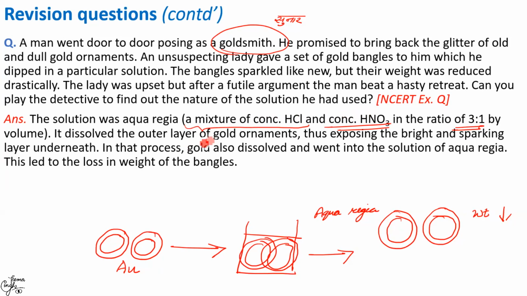So your answer should be the solution was Aqua Regia, which is a mixture of concentrated HCl and concentrated nitric acid in the ratio of 3:1. Now, the weight reduced. Why did the weight reduce? Because the outer layer of the gold bangles dissolved in Aqua Regia, exposing the bright and sparkling layer underneath. But in that process, the gold dissolved and it remained in Aqua Regia, and therefore the weight of the bangles reduced drastically. With this question, I come to the end of this video.